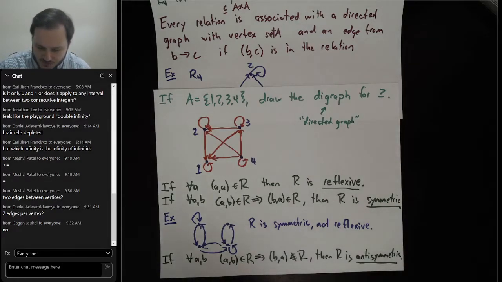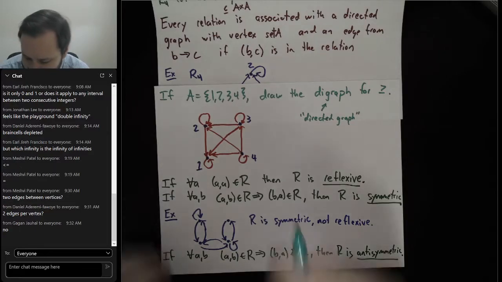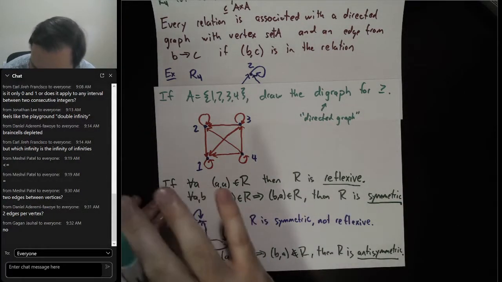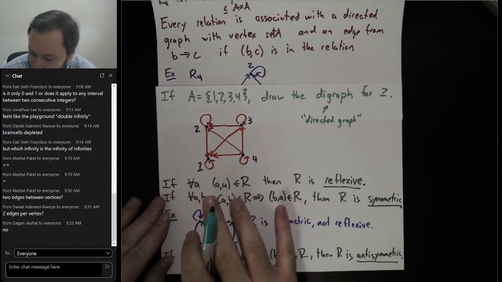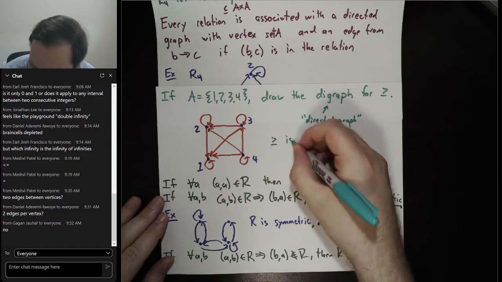So here, this relation is antisymmetric. Antisymmetric, not anti-Semitic. This is a perfectly fine relation. Please do not cancel it. Antisymmetric. Greater than or equal to is antisymmetric.